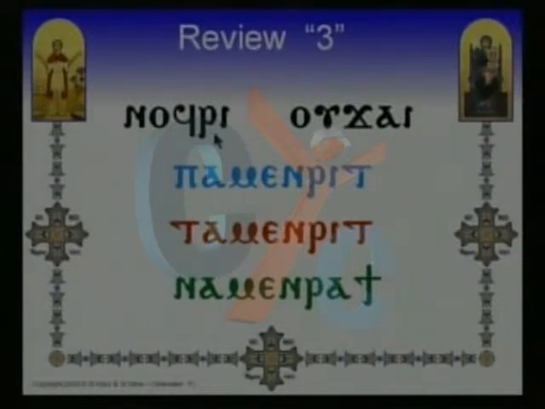So you can say, Nofri, Pam and Rit. It's hi, my beloved. Nofri, Tam and Rit. Nofri, Nam and Rati. Or if you are leaving, then Ogai, Pam and Rit. Ogai, Tam and Rit. Ogai, Nam and Rati.